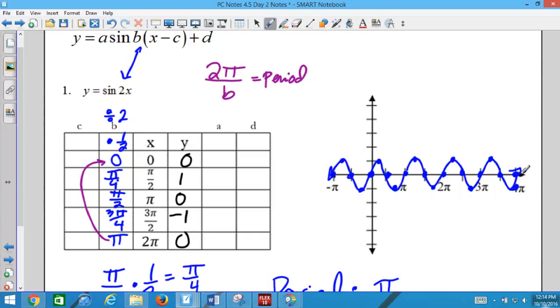So normally this cycle is 2 pi long, and now it's pi long. Normally from 0 to 2 pi there'd be 1 cycle, but from 0 to 2 pi in this one there's 2 full cycles. So it's a horizontal what? Shrink. It's a horizontal shrink.